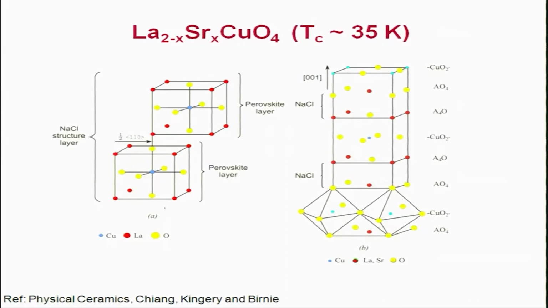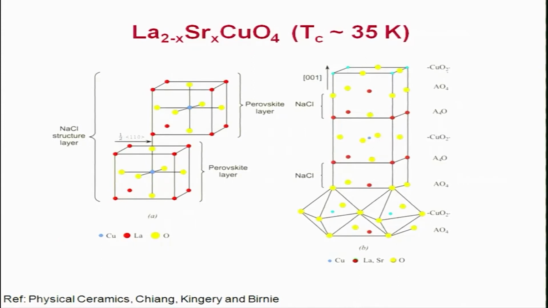So you can see this perovskite layer. This is the copper atom, this is the lanthanum atom, and this is the oxygen. Copper is a smaller atom, lanthanum is the bigger atom, and it has these zigzag kind of perovskite layers. You have one perovskite layer, another perovskite layer is shifted by half 110 vector. So it has one perovskite layer, a shifted perovskite layer, and so on. Overall, if you look at this, together they make a NaCl layer. It's a very interesting layered structure.